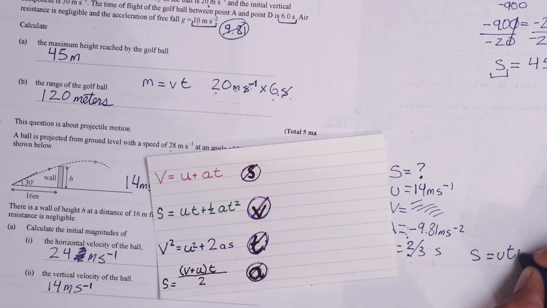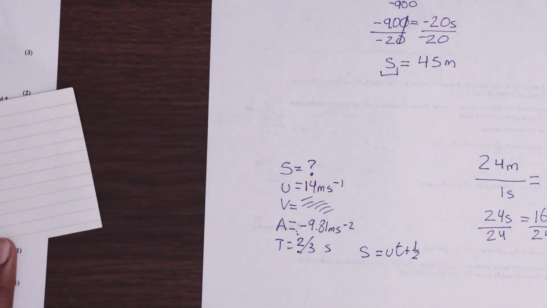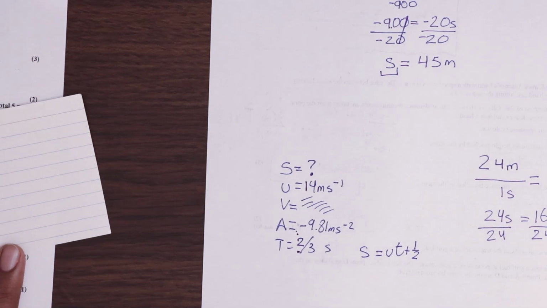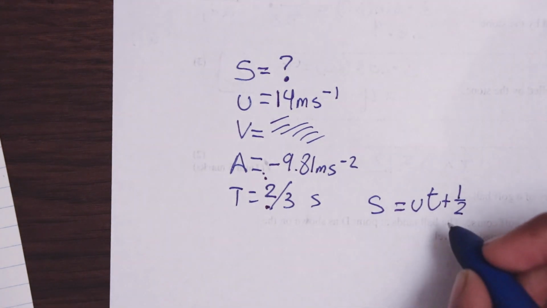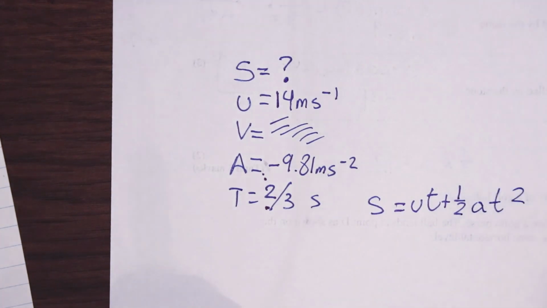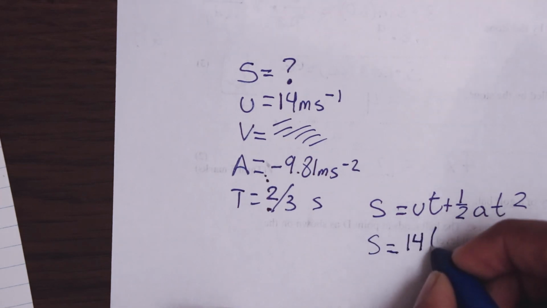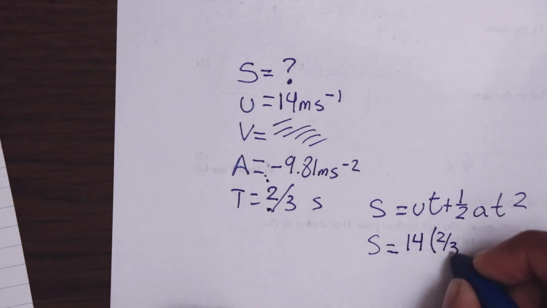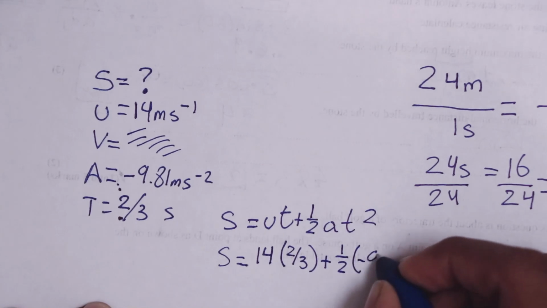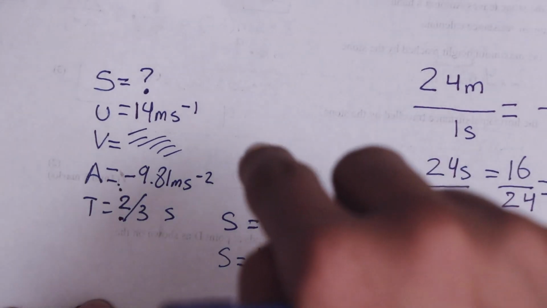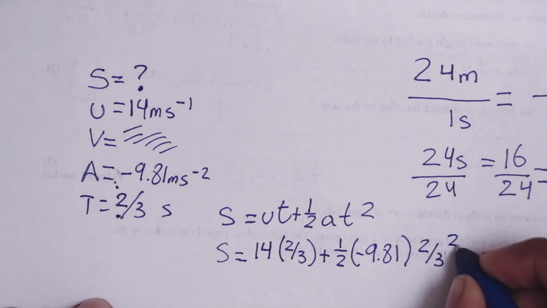So S equals UT plus 1/2 a t squared. Now, if we plug in the variables, S equals U, which is 14, times T, which is 2/3, plus 1/2 times the acceleration, negative 9.81. Remember, negative because it's going down. Time is 2/3 again, squared.